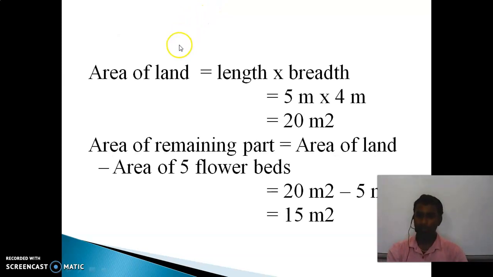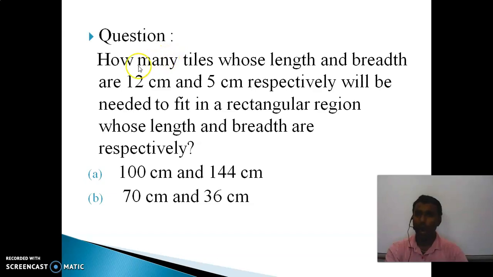Okay, just understand the problem. How many tiles, that means the number of tiles they asked, whose length and breadth are 12 cm and 5 cm, this is for one tile, will be needed to fit in a rectangular region, that means a rectangular surface whose length and breadth are respectively 100 cm and 144 cm. If you find the area of this region, and then the area of that one tile, then we can find how many tiles. In the same manner we can do the second problem.